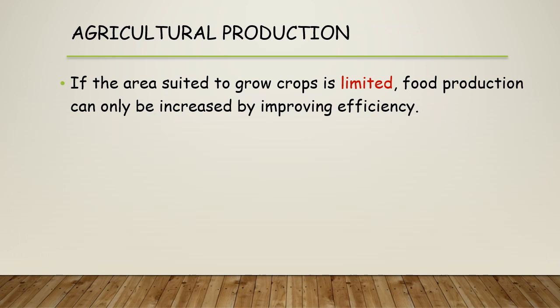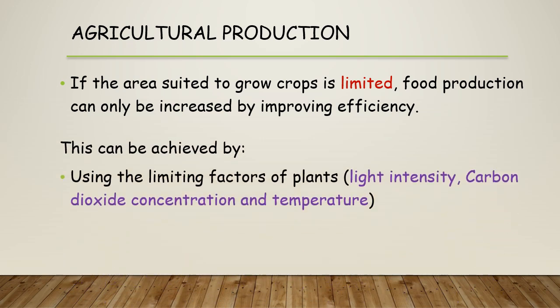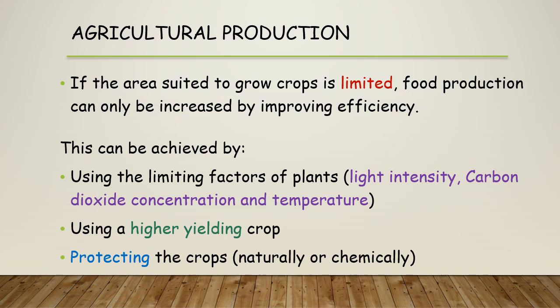Just to summarise, as I was saying, if you have a limited area for growth of crops, then all you can do is improve the efficiency. And we can do that a number of ways, reducing the limiting factors. So things like polytunnels for light intensity, carbon dioxide concentration, and temperature. We could do things like higher yield crops. That could be, like we've done for millennia, selective breeding, or more readily now, genetic modification of crops. And you could also protect crops naturally with biological controls, which we've talked about in National 5, or chemically with the likes of pesticides. All of those things have pros and cons, and obviously benefits and costs to that process.